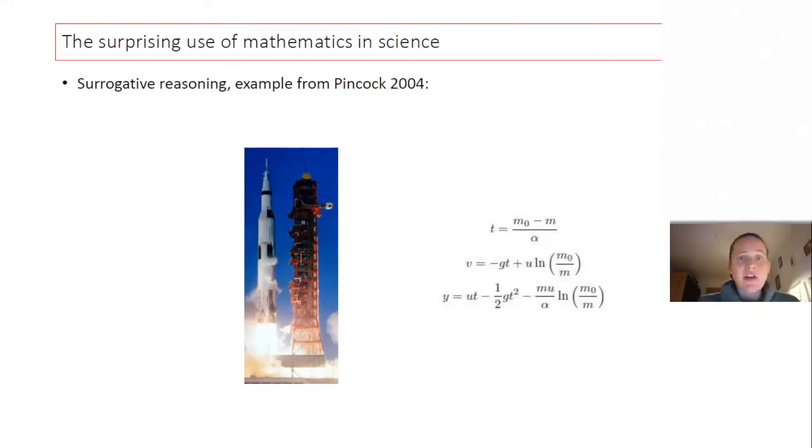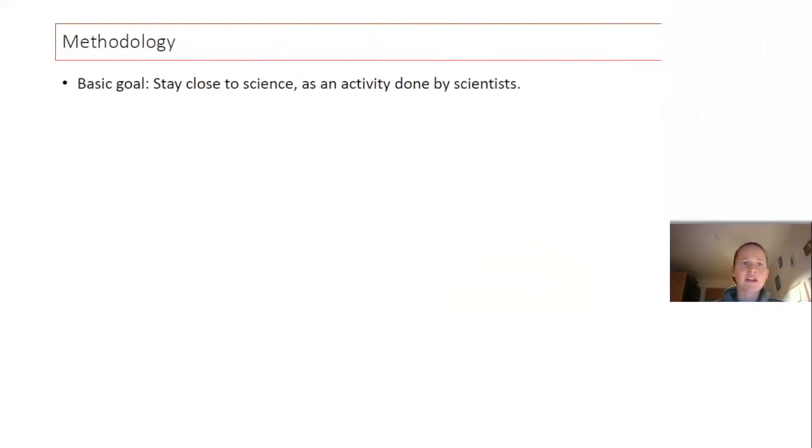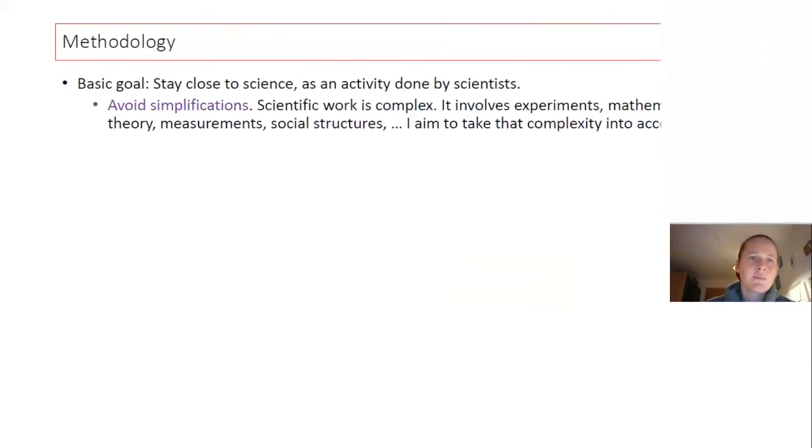Before getting into this, I first would like to outline my methodology, because there are many ways of doing philosophy of science. My basic goal is to stay close to science as an activity done by scientists. Now, how can we do that? So one thing I aim to do is to avoid simplifications. Scientific work is complex. It involves experiments, mathematics, theory, measurement, social structures, and so on. It involves many things, and I aim to take that complexity into account. It will become clearer later what that might mean.